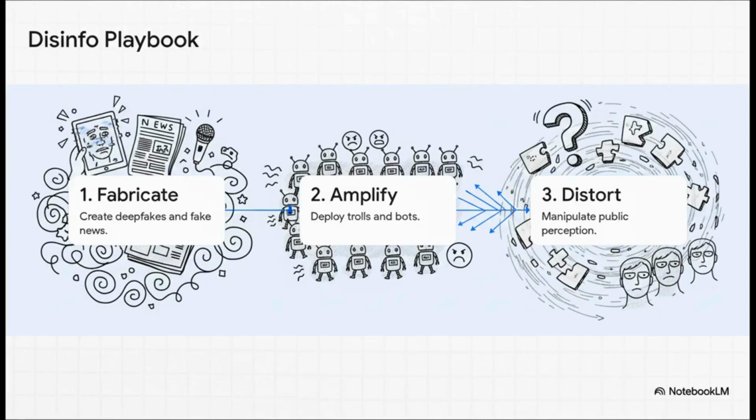So how does this actually work? Well, it's usually a 3-step playbook. Step 1, fabricate. Bad actors create the lie. Could be a fake news article, could be a scarily realistic deep fake video. Step 2, amplify. They unleash armies of trolls and automated bots to make that lie go viral. And step 3, the final goal, distort. They manipulate public perception so much that people just don't know what or who to believe anymore.